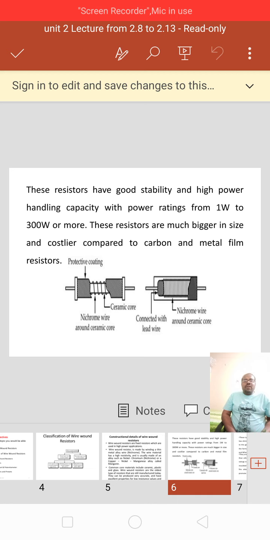Okay, a very good point here. It has high power handling capacity with power ratings from 1 watt to 300 watts or more. These resistors are much bigger in size and costlier also. It has good stability in nature and high power handling capacity, with power ranges from 1 watt to 300 watts, but they are costlier as well as bigger in size.